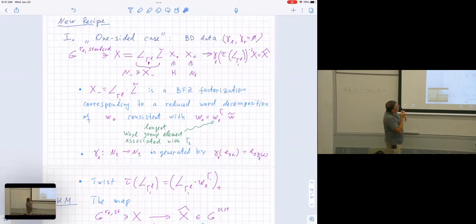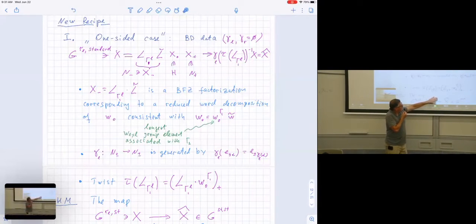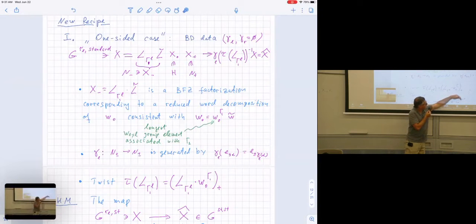And then this is where the word twisted in the title comes from. We take this first factor and apply a twist to it. This is lower triangular. I will multiply it by this smaller Weyl group element, and then factor it into upper, diagonal and lower, and take the upper part.